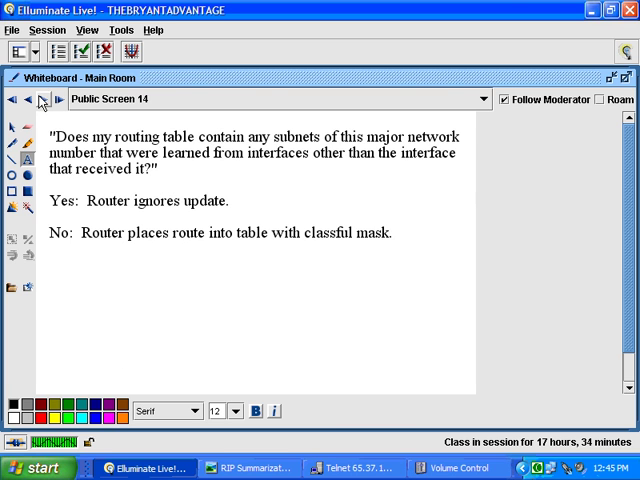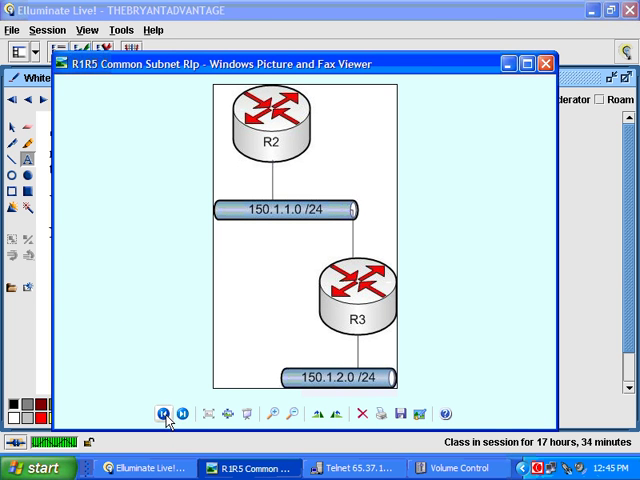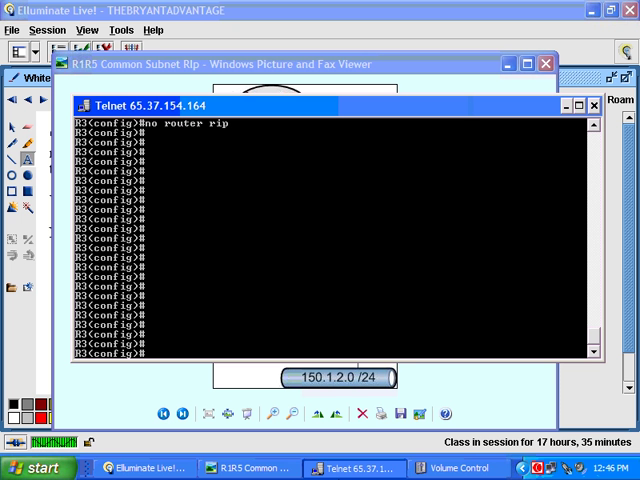Let's take a look at a scenario involving that, though. And again, this is something you don't give a whole lot of thought to with RIP version 1 and IGRP at the CCNP level, but I would give some thought to this. So the question here is, when router 3 sends an update for 150.120 to router 2, is it going to accept it? Is it going to summarize it? Is it going to keep the mask? Let's take a look at that.